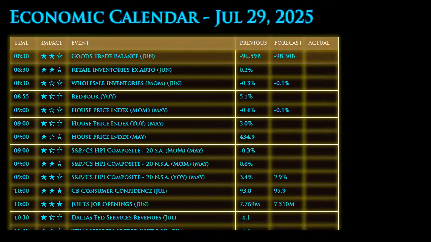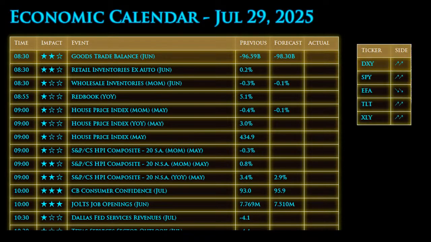If the reading is less than what the market anticipated, the dollar index will rise as a smaller trade deficit may indicate a stronger U.S. economy, boosting USD sentiment. The S&P 500 ETF may increase due to improved outlook on trade balance, bolstering investor confidence in equities.